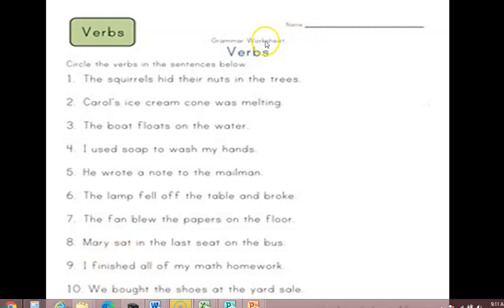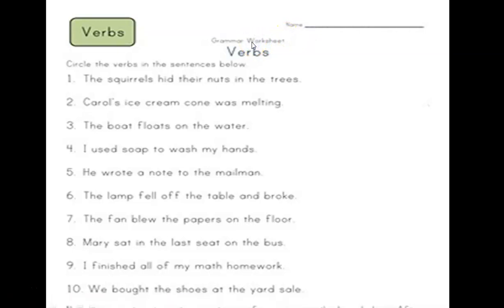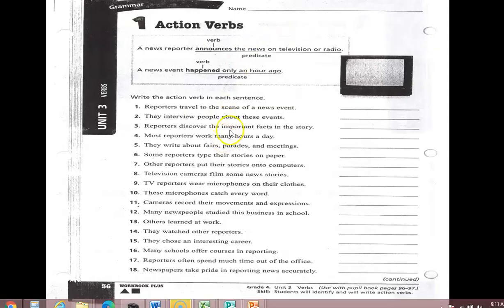This is the reason I'm going through this again, because your assignment is very similar where you need to figure out the subject, who or what did something, and you don't need to write the whole predicate. That might help you find the one-word verb. Again, a news reporter. What did a news reporter do in one word? Announces. A news event. In one word, what did a news event do? Happen. Okay?